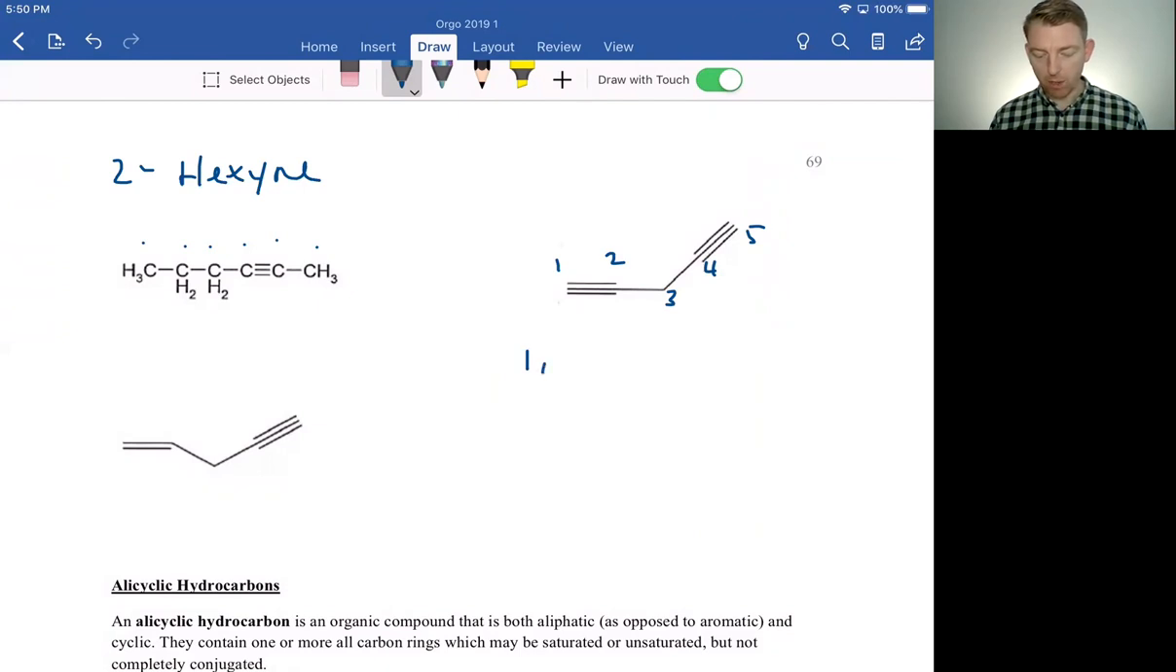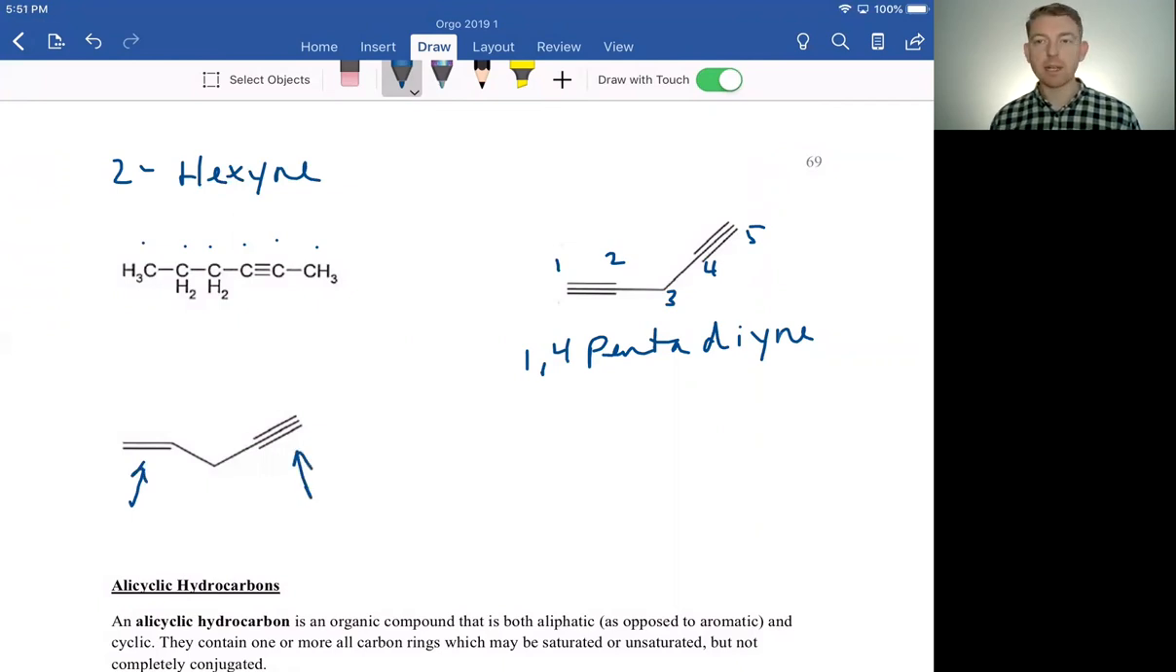So we'll call this a 1,4 penta, and here we put in di, and ended off with the yne suffix. So 1,4 pentadiene. Okay. In the last example, there's a double bonded group and a triple bond.